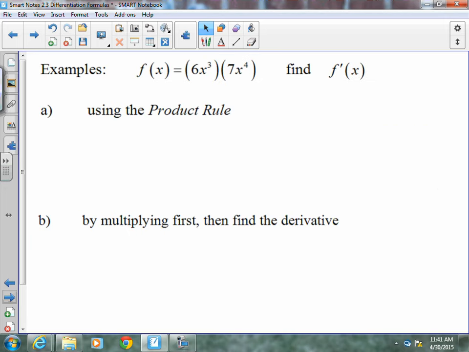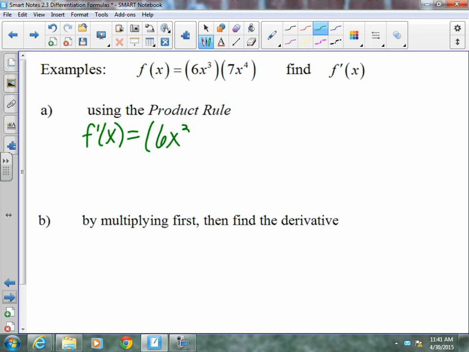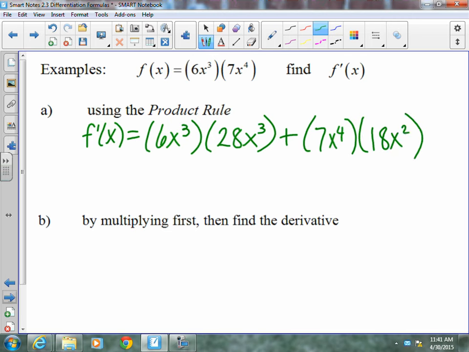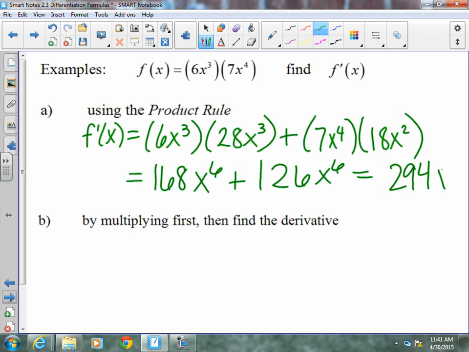For example, using the product rule, f prime of x, we take the first times the derivative of the second, which is 28x cubed, plus the second times the derivative of the first. Keep in mind, if I at any point am moving too fast for you, you can pause this video to write down what we need. You can rewind and listen to me again. So we end up with 168x to the 6th plus 126x to the 6th, or 294x to the 6th.